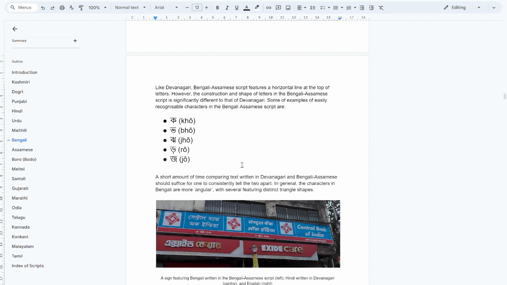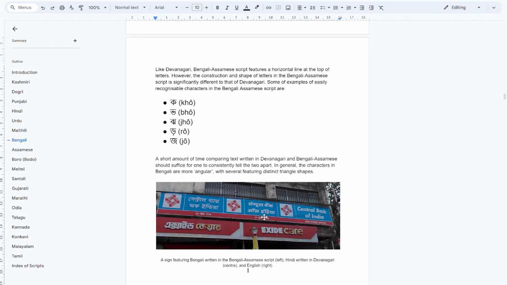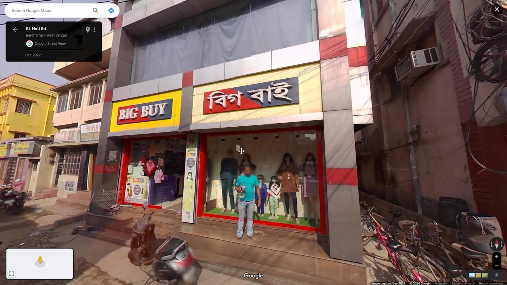If you spend enough time comparing the two, it should be reasonably easy to tell them apart. In general, in Bengali, you'll see more angular characters. These ones that feature triangle shapes are pretty distinct compared to the ones in Hindi using Devanagari. Here you can see a sign that compares the two languages. You can see Bengali on the left and Hindi in Devanagari on the right, and they're pretty distinct. It's pretty easy to tell the difference between the two of them.